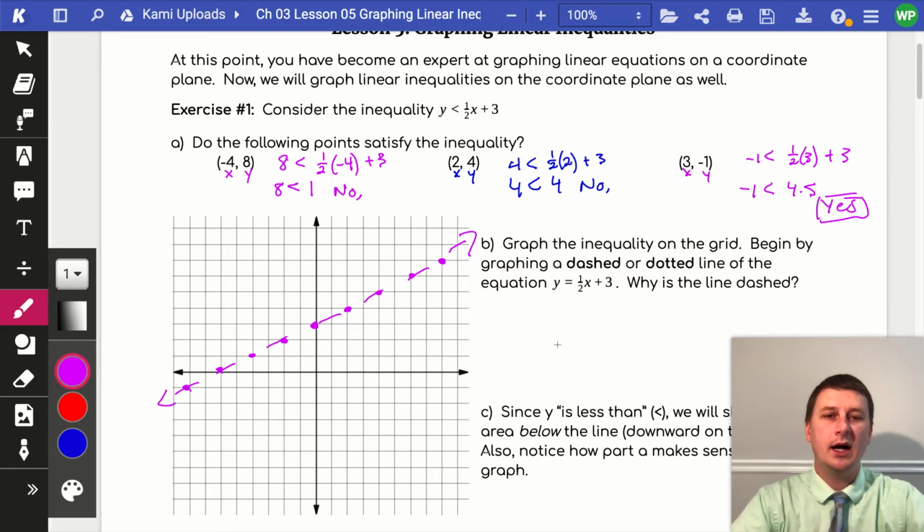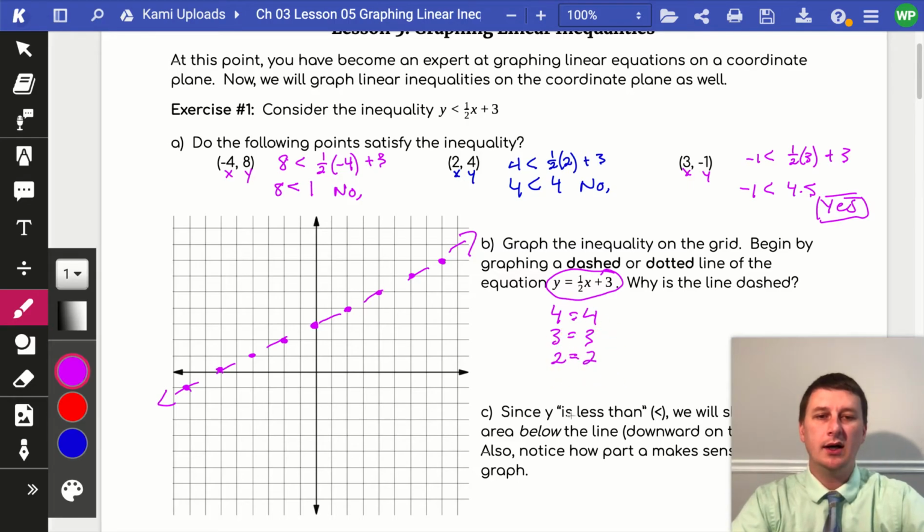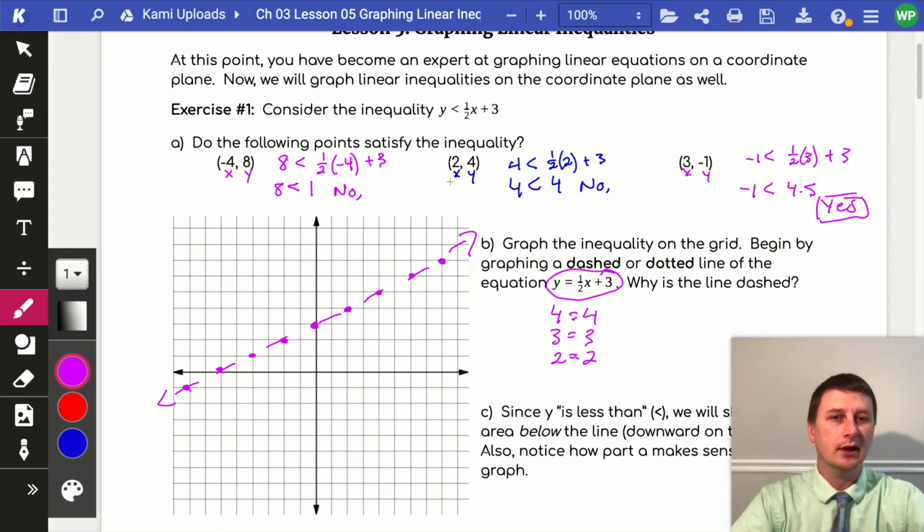And the reason why is because when we graph this line, when we graph this linear equation right here, these are all of the points that make this equation equal. So this would make 4 is equal to 4, 3 is equal to 3, 2 is equal to 2, and so on. It would make all of the points that fall on this line equal, is the key word there, equal. Is there an equal sign in this inequality?